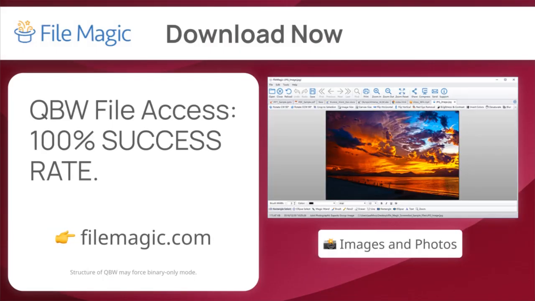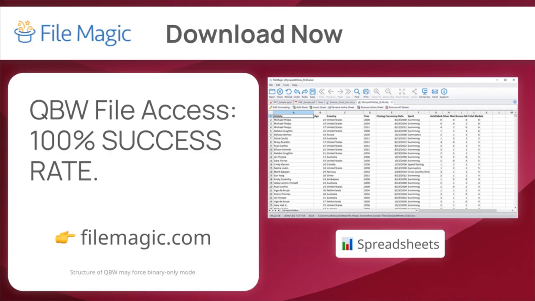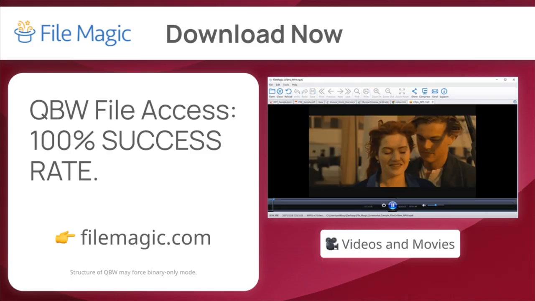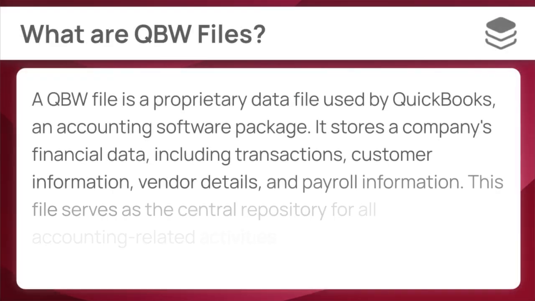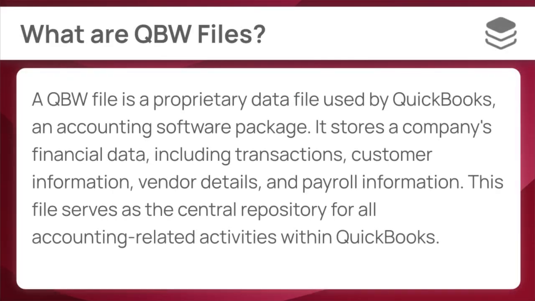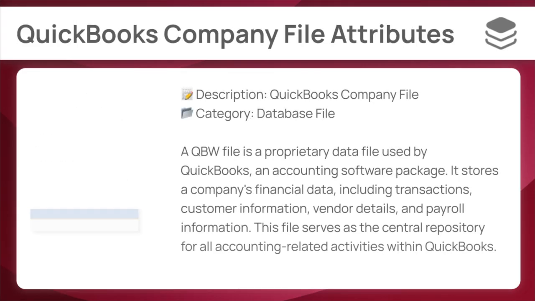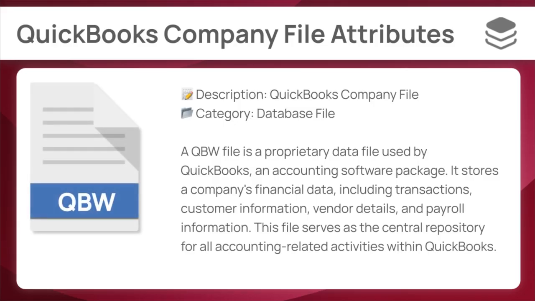The efficacy of this tool hinges on the speed and analysis power of a single QBW file inspection program that services hundreds of formats. The QBW signature identifies it as a specialized type of database file. It is stored using the QuickBooks Company File format. A QBW file is a proprietary data file used by QuickBooks, an accounting software package. It stores a company's financial data, including transactions, customer information, vendor details, and payroll information. This file serves as the central repository for all accounting-related activities within QuickBooks.